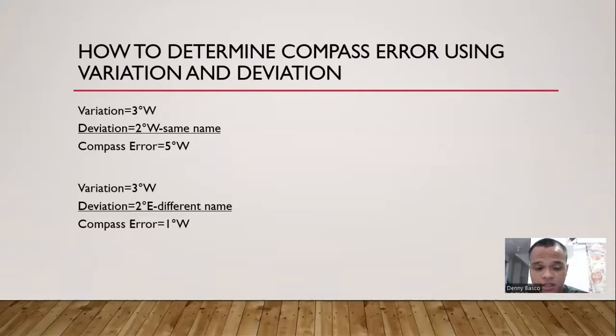In our next example, variation is 3 degrees west and deviation is 2 degrees east. They have different names, so we have to subtract. The compass error will be 1 degree west. We have to use the name of the greater value, which is the variation, 3 degrees west.